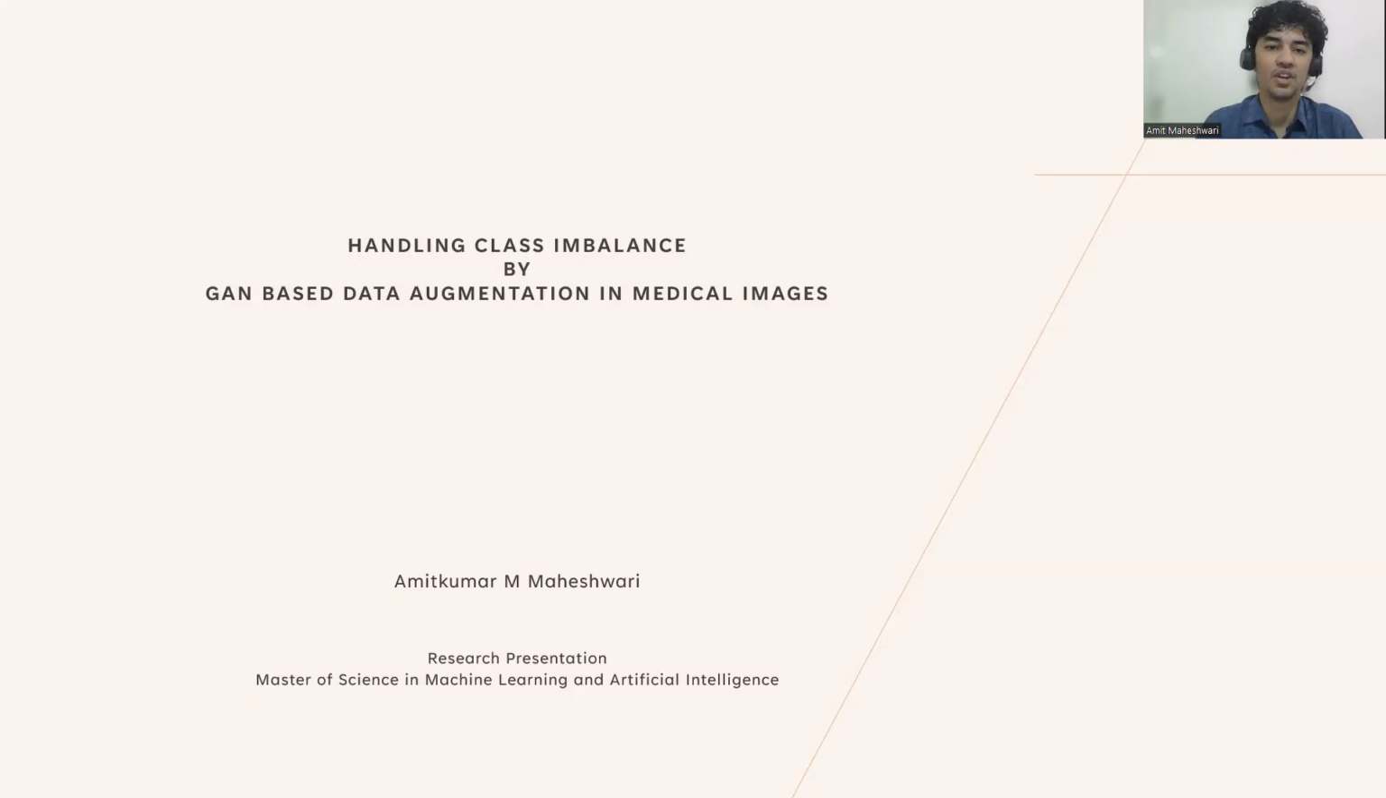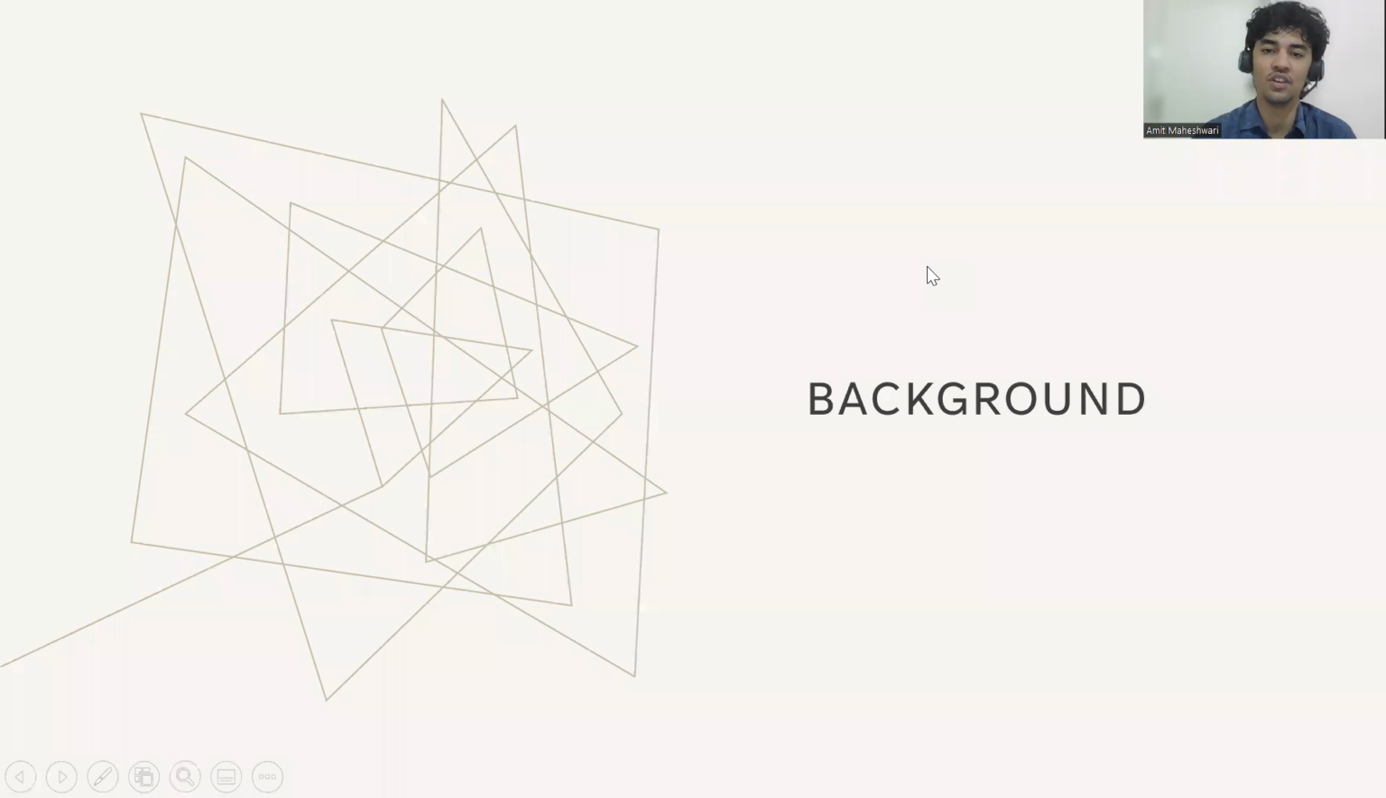Hello everyone. Today we are going to talk about the class imbalance issue and how to handle it using GAN-based data augmentation techniques in the field of medical images. Before we go into the actual research work, let us understand the background of this issue.